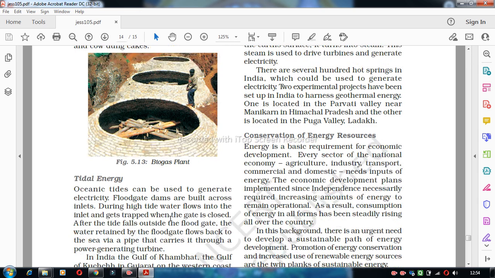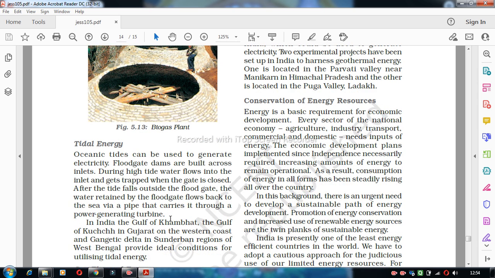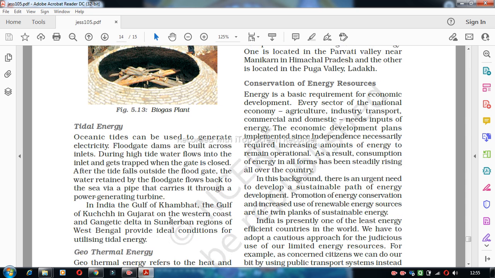Next, tidal energy. Now, oceanic tides can be used to generate electricity. Floodgate dams are built across inlets. During high tides, water flows into the land and gets trapped when the gate is closed. After the tide falls, the floodgate is opened, the water returns to the sea, and vice versa. Through this, the power generating turbine is run.